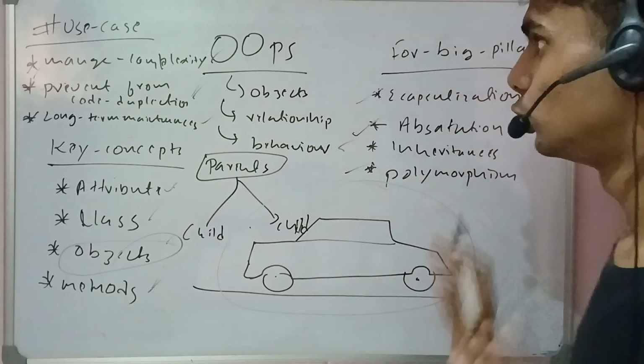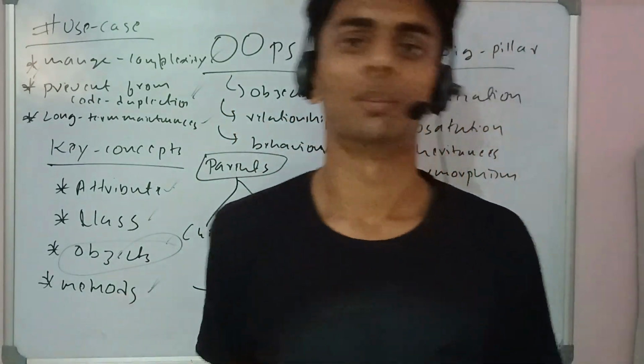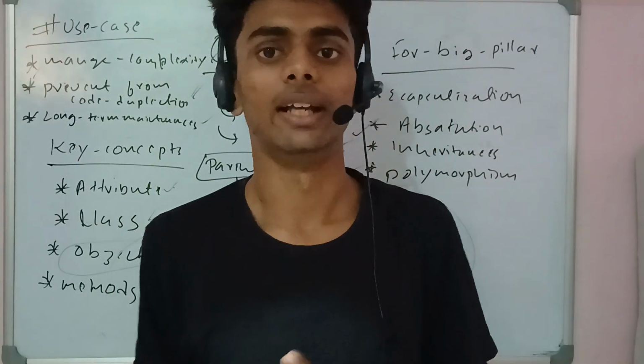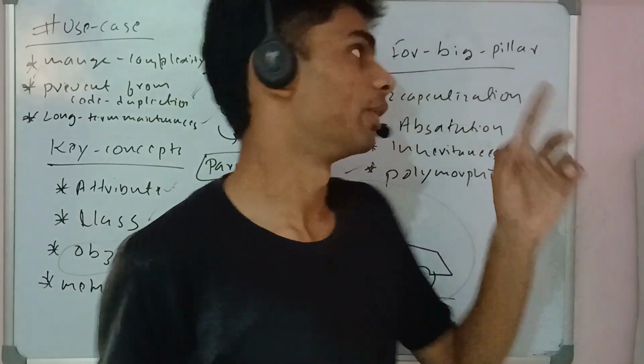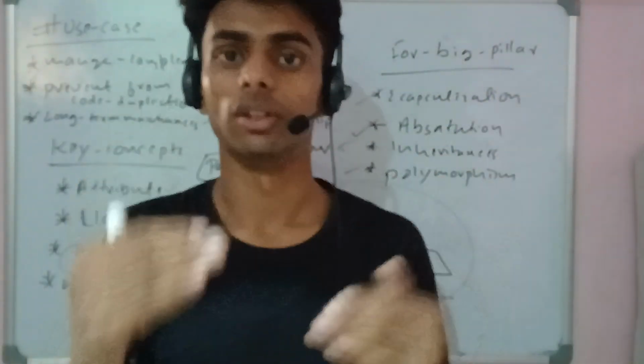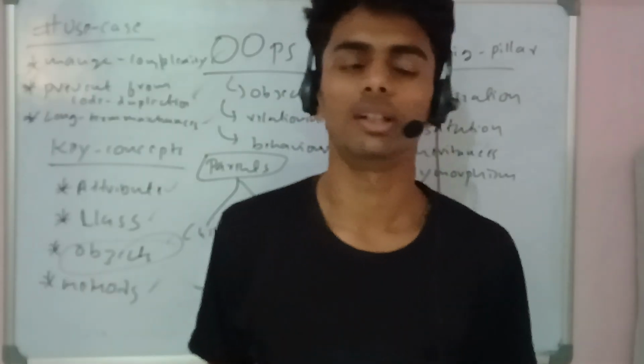So that's how OOPS looks, and OOPS is very necessary when you talk about low level design. Our next video is going to cover encapsulation and inheritance, and after that I will cover all the big pillars of OOPS and explain how they work in code. That's a really necessary part. OOPS is a very necessary part.